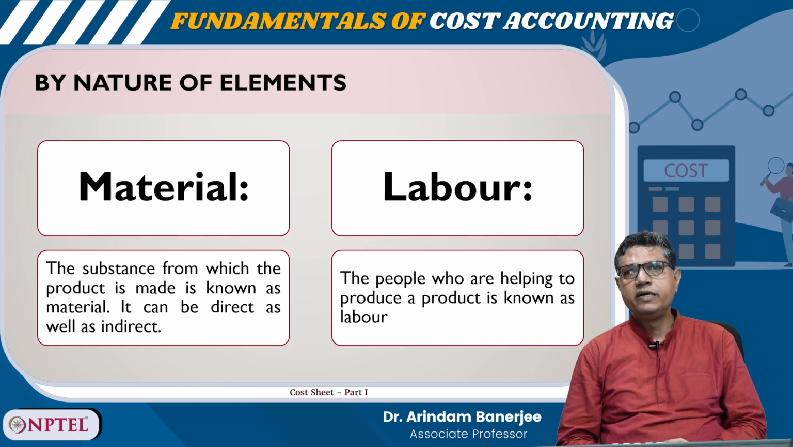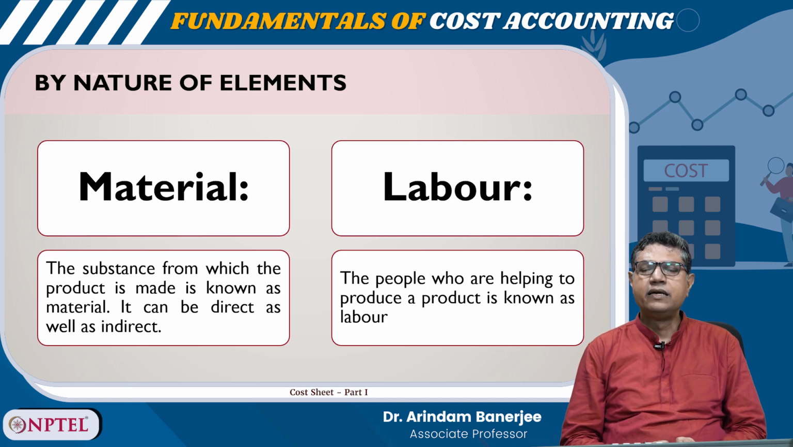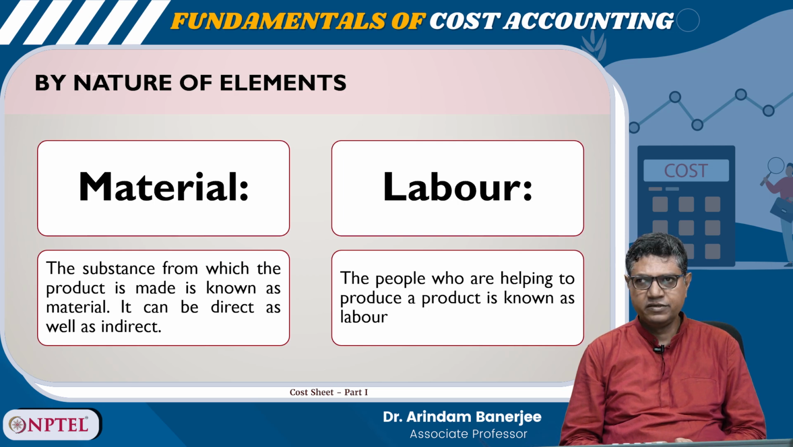By nature of element, the material. So what is material cost? The substance from which the product is made is known as material. It can be direct as well as indirect. As I said, the metal sheets used for manufacturing of cars can be an example of material.